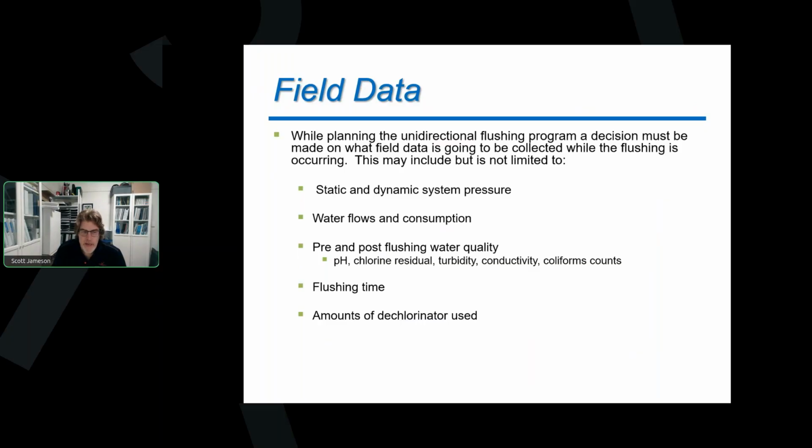And then we can also look at some water quality things. So pH, chlorine residual, turbidity, conductivity, right? If we've got meters for it, let's take them out there in the field and measure those values. And we want to measure those values before we flush and after we have completed flushing, so we can see, hey, yeah, we brought the chlorine residual up, the turbidity came down, the pH is good now. So we want to have some data to show the effectiveness of our flushing program.